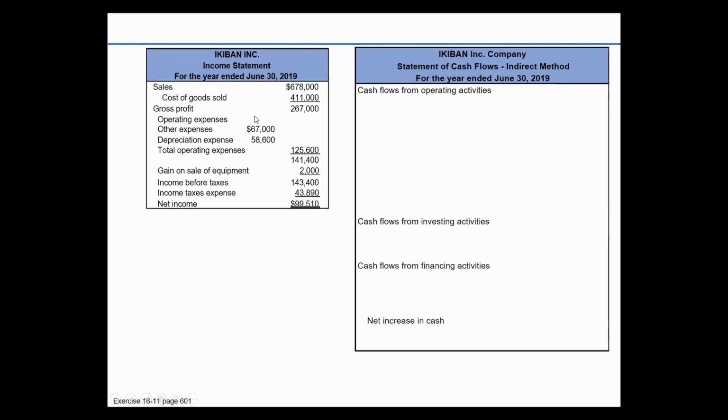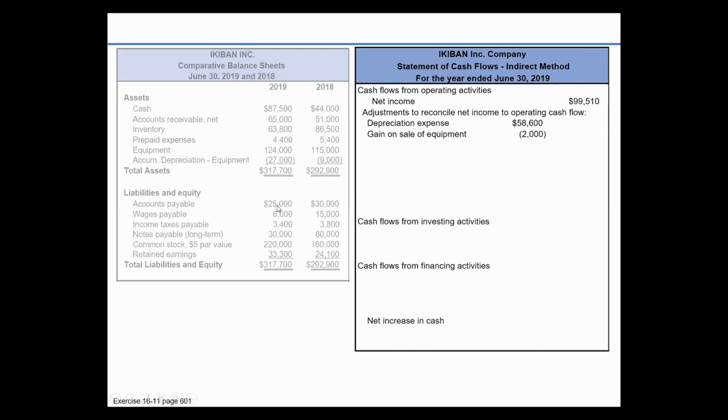So we look at our income statement, we see that they had net income of $99,570. We just pull that right off of the income statement. But there's some things that we have to add back to it. So we notice that the depreciation expense we add back is $58,600. The gain on the sale of equipment is $2,000, but we're going to subtract that here because that right now is included in net income, but that would actually go under an investing activity. So that'll be listed later.